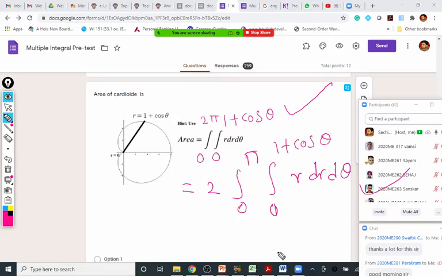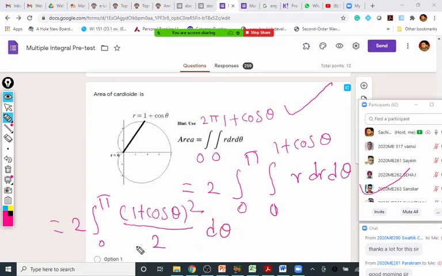So can you complete it or should I finish this? So this 2 is as it is. r square by 2 is there, so 0 to pi, r square by 2 means (1 plus cos theta) whole square by 2 d theta. The 2 gets cancelled. So we are left with integral 0 to pi of (1 plus cos theta) whole square, that is 1 plus 2 cos theta plus cos square theta, d theta.